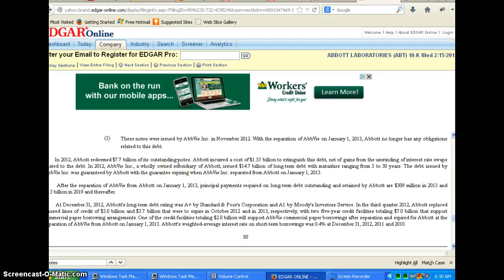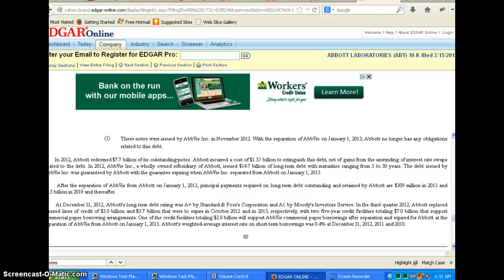In 2012, Abbott redeemed 7.7 of its outstanding notes. Abbott incurred a cost of $1.35 billion to extinguish this debt. And AbbVie is a wholly owned subsidiary of Abbott, and they issued long-term debt as well, ranging from 3 to 30 years. Then we're going to scroll to the next paragraph down. Abbott's long-term debt rating was A+ by S&P and A1 by Moody's Investor Service. They didn't mention Morningstar's rating, which is okay.